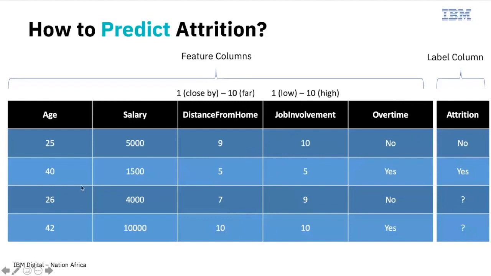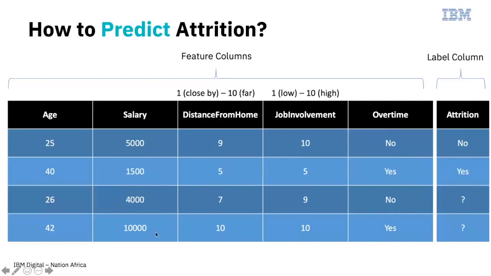So looking at the third employee, he has very similar values to the first example of an employee. For example, the salary is 4,000, which is very close to 5,000. His distance from home is 7, which is relatively far and also very similar to 9. His job involvement is 9, which is also very similar to 10. And he doesn't work overtime, which is also exactly the same as the first employee. So it is very easy to predict that this employee will not leave the company, since the first employee also did not leave the company.